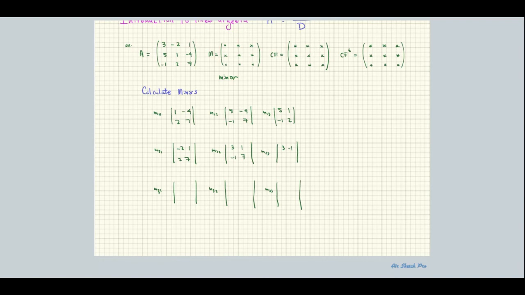Second row, third column. 3, -2. Nobody caught that. That's good. 3, -2, -1, 2. Okay. Third row, first column. Leaves me with -2, 1, 1, -4.